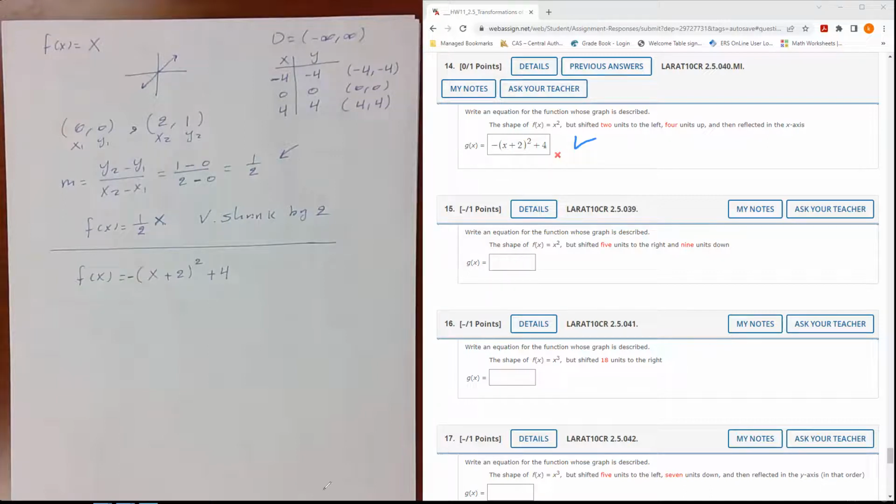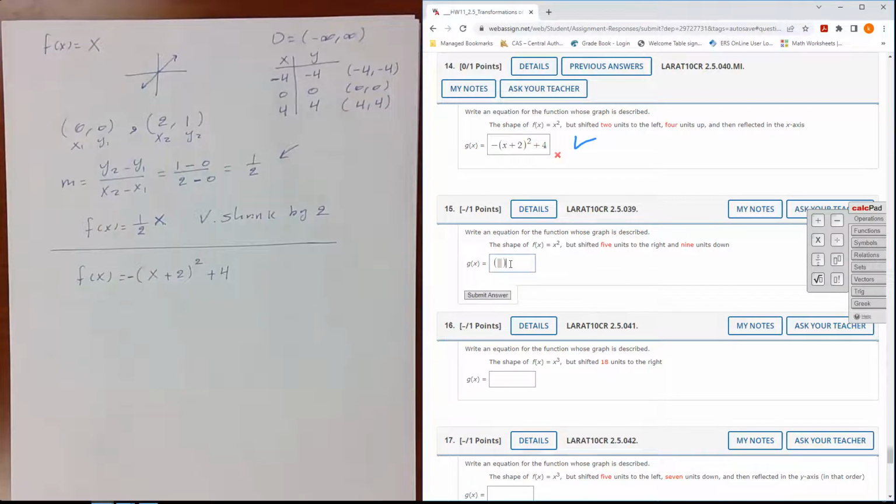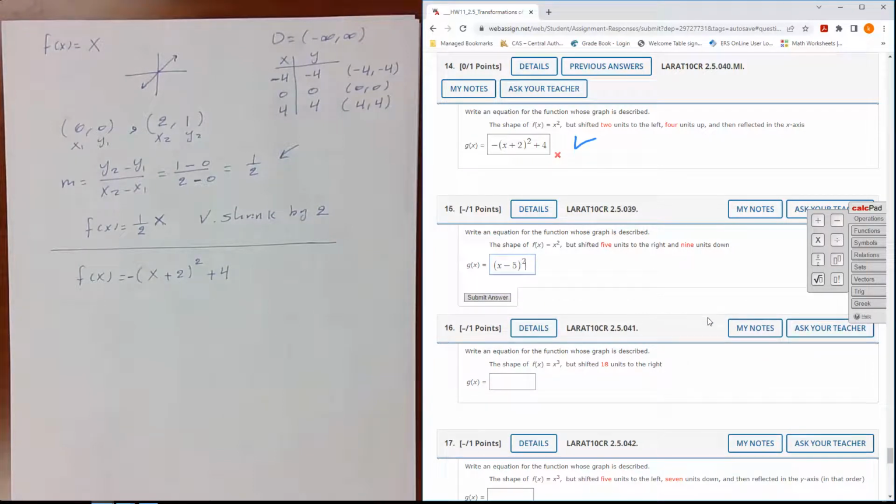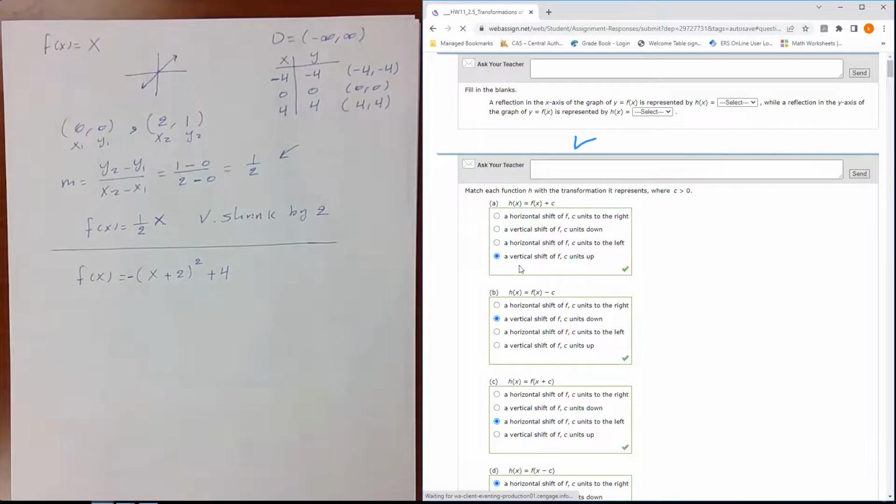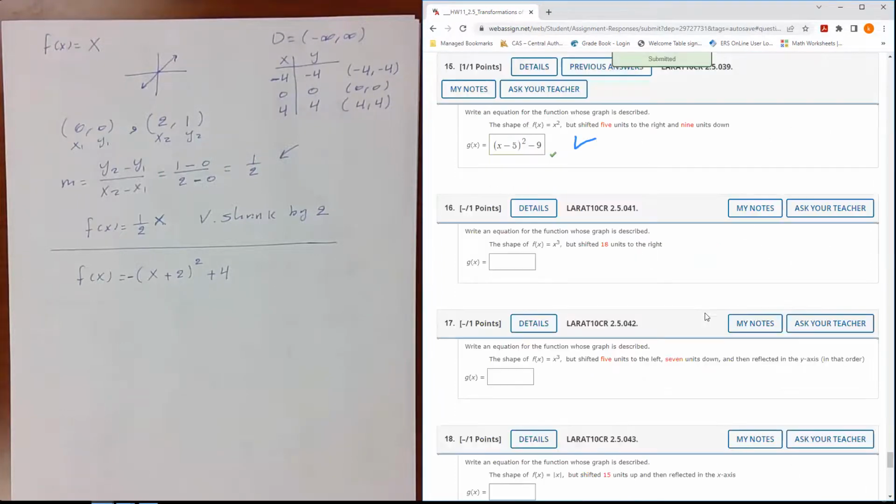In this example, we're going to use exactly the same function shifted 5 units to the right. That means let's put x minus 5, 5 units to the right, and it's going to be squared. So here is the square, and 5 units to the right and 9 units down. So it's going to be minus 9. Sorry, the previous one is supposed to be right. So this is right also.